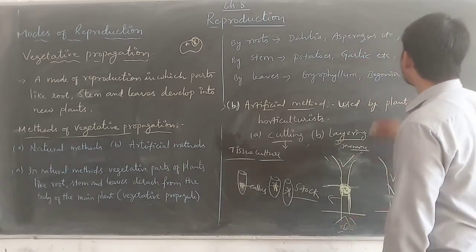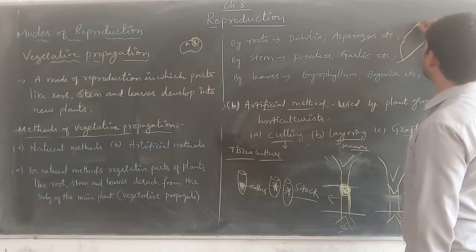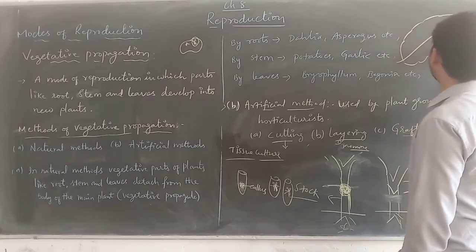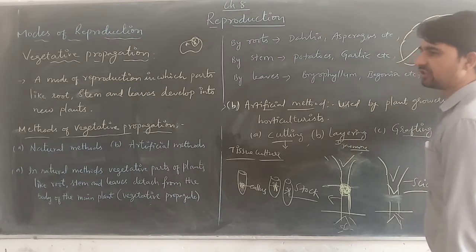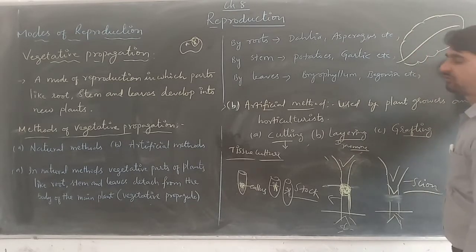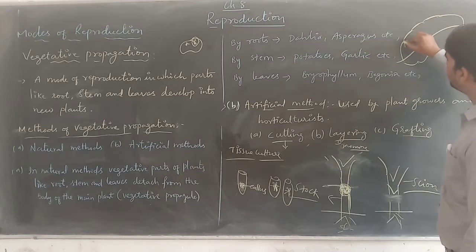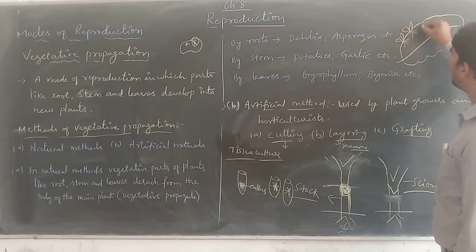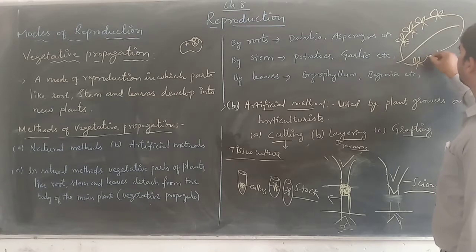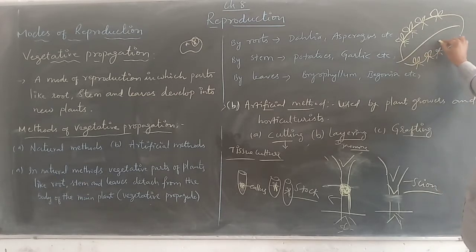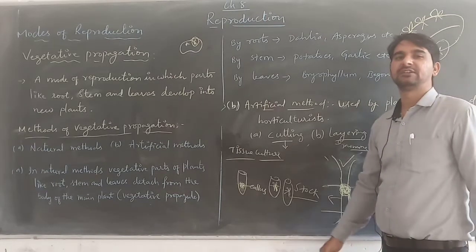If we look at the leaf of the Bryophyllum plant, it has notches at the leaf margins. Under favorable conditions with the availability of soil and water, these notches start developing roots and leaves from the nodes of the leaf. They can be separated and grown as a new Bryophyllum plant.